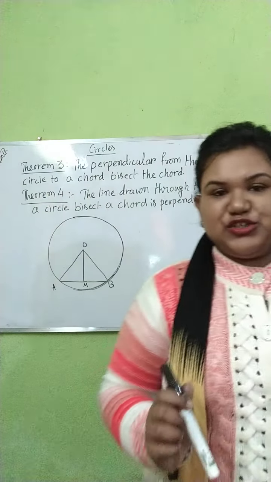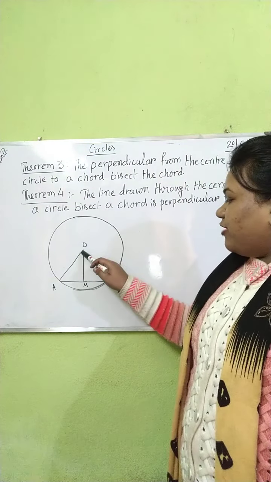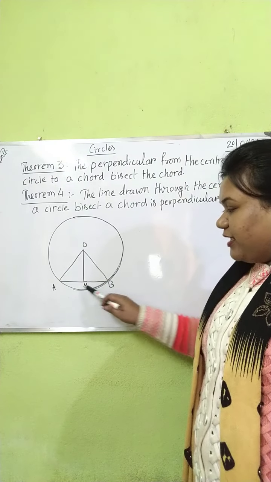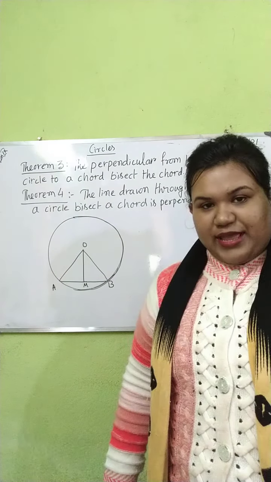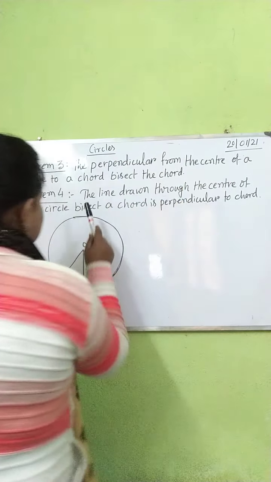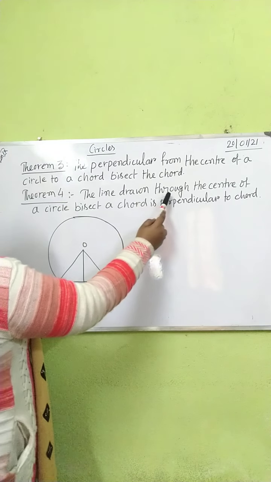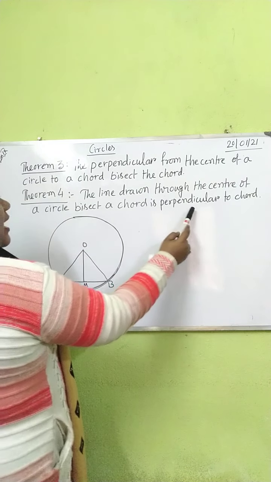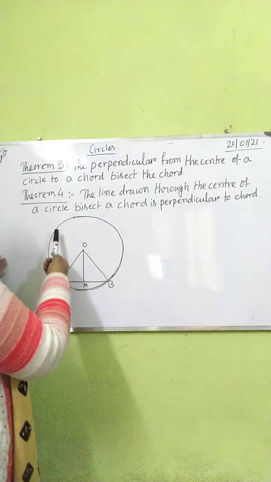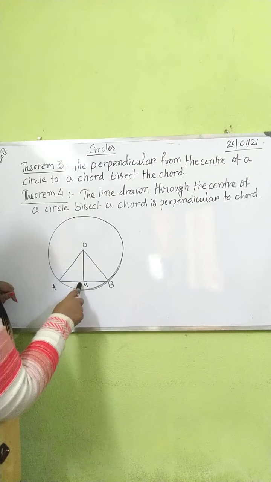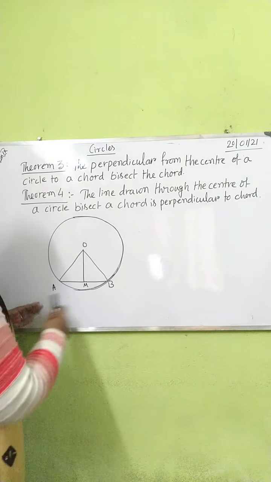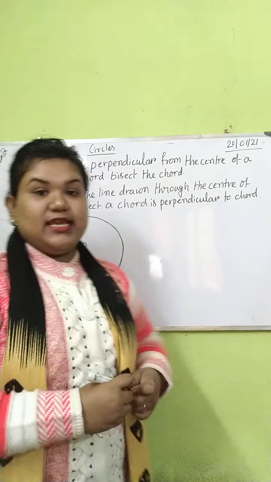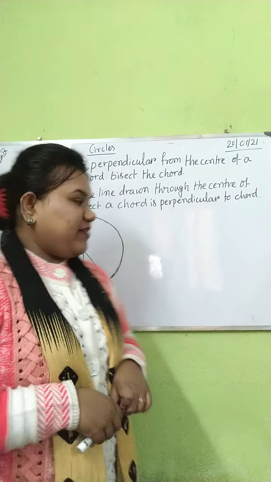So from here, what should I say? That the perpendicular from the center to a chord will bisect the chord into equal halves. Okay? And theorem 4 is the line drawn through the center of a circle to bisect the chord is perpendicular to the chord. In theorem 4, this line has been drawn to bisect the chord, so it will be perpendicular here, that is 90 degrees. So how can you prove it?